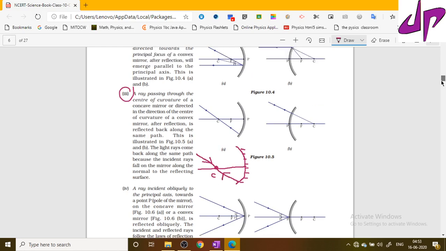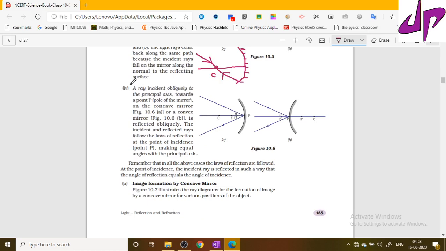And the fourth one. This is the fourth rule: a ray incident obliquely on the principal axis towards the point P, the pole of the mirror, for a concave mirror. After reflection, it follows the law of reflection. It means the angle of incidence is equal to the angle of reflection. So how do you draw the incident ray?